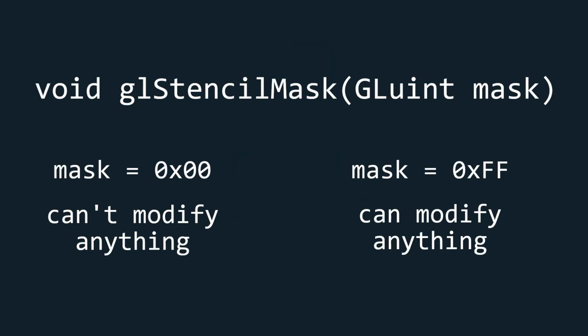Therefore, if we input 0x00 into glStencilMask, which means that we have 8 bits equal to 0, then all the comparisons will fail and the stencil buffer won't change at all. But if we input 0xFF into glStencilMask, then all the bits of the mask will be 1, since 0xFF is equal to 8 ones, and so we'll be able to modify any part of the stencil buffer.